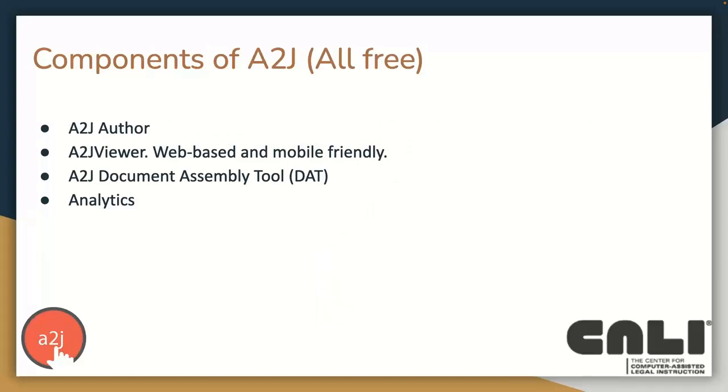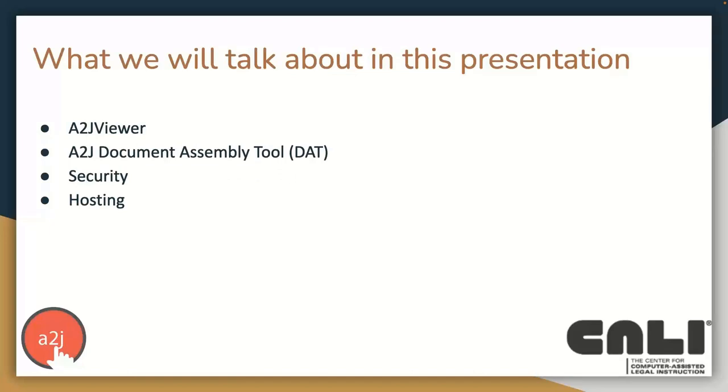So, a brief overview: A2J has broadly four components. It has A2J Author, which most of you are probably familiar with, and the Viewer, which you'll produce guides to run in, and which self-represented litigants will be using to run their guides. It's web-based and mobile-friendly. Then there's the A2J document assembly tool, which you'll be using if you are developing documents, and the Viewer generates analytics. What we're going to be talking about in this presentation is the Viewer, the DAT, a little bit about security and hosting.